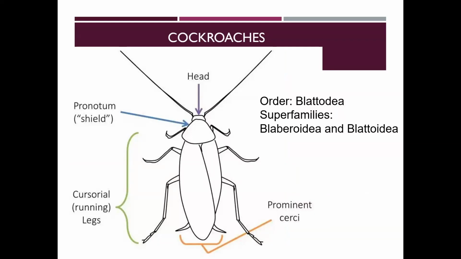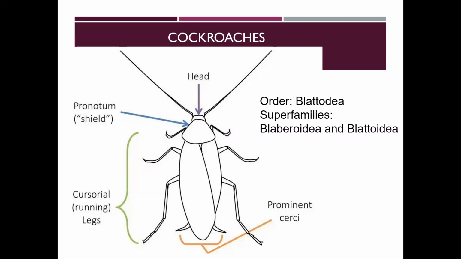cockroach part of the order, cockroaches are going to have that oval-shaped body. They have a large pronotum, or shield-shaped structure, on the thorax. The head is going to be deflected downward and it's protected by that pronotum. Very long antennae. They have legs that are specialized for running. And then cockroaches are also going to have prominent cerci that come off of the tip of the abdomen.